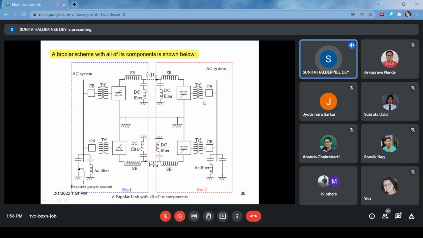These are the components, and all the same components are present at the receiving end or sending end, station 1 and station 2, and they are not side by side. Obviously, this dotted line of the transmission line is indicating that they are far away from each other.